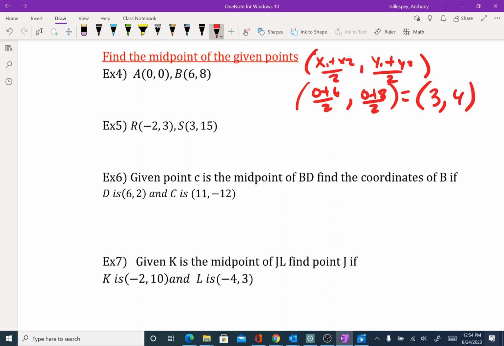Let's do it again. We're going to go a little bit faster now. To find the midpoint, you're going to add the x's, so negative 2 plus 3 divided by 2, because you want to find the average. And then you want to do 3 plus 15 divided by 2, right? So we get 1 half, comma, 18 over 2 is 9. So we get 1 half, comma, 9.